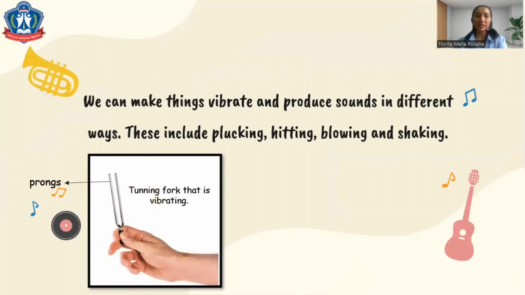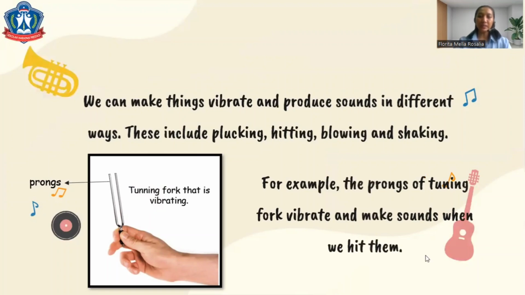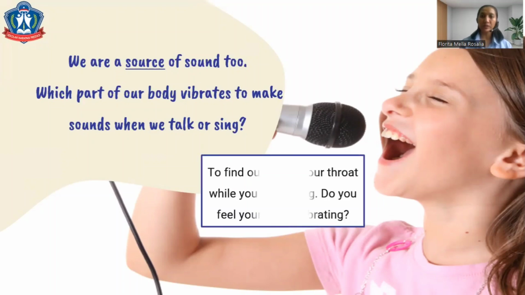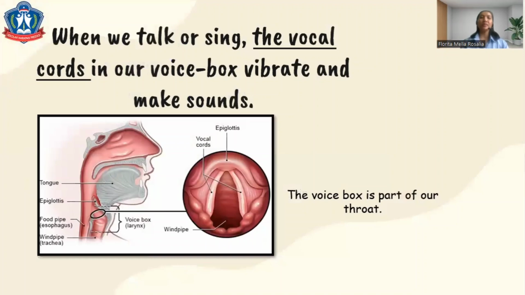So this is the tuning fork. For example, the tuning fork will vibrate and make sound when we hit it. We humans are also a source of sound. Which part of our body vibrates to make sounds when we talk or sing? Let's find out. You can touch your throat while you are talking. Do you feel your throat vibrating? So when we talk or sing, the vocal cords in our voice box vibrate and make sound. The voice box is part of our throat here.